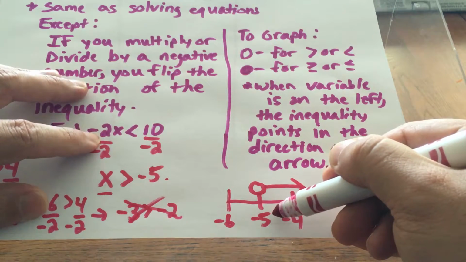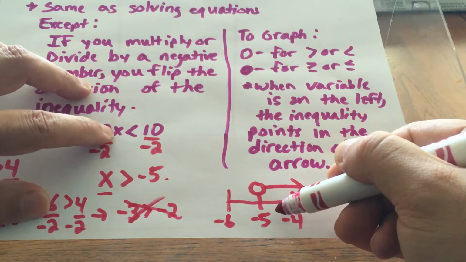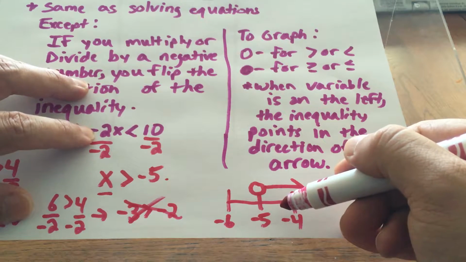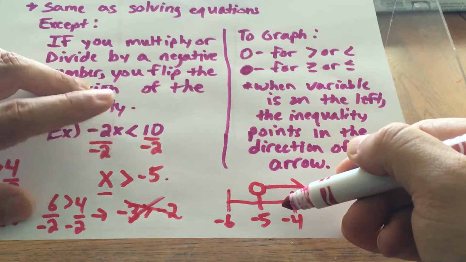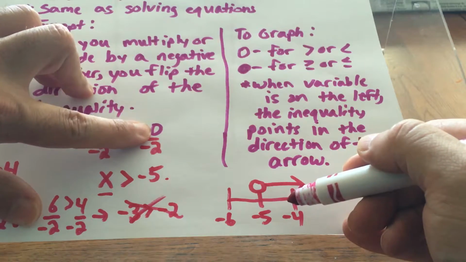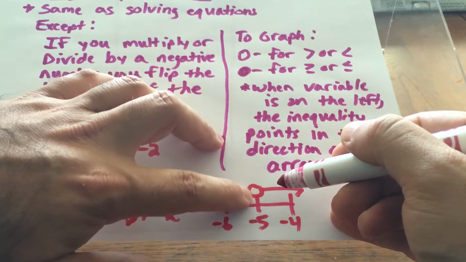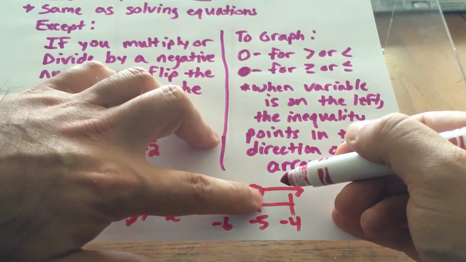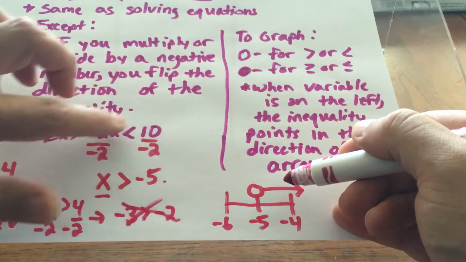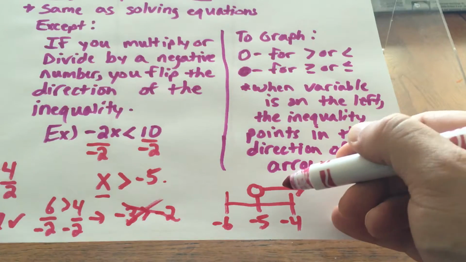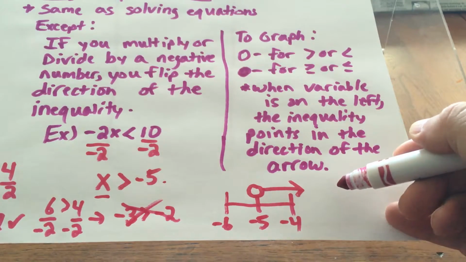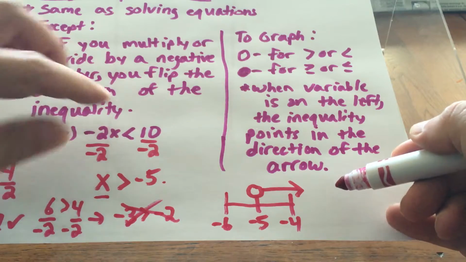Now, I can't plug in -5 because notice what happens. -5 goes in for x times a -2 makes it positive 10. 10 is not less than 10. 10 is equal to 10. So that's not true at that solution. So we have an open circle over our solution because it's not equal to, and then anything to the right of that can be plugged in for x and will make this statement true.